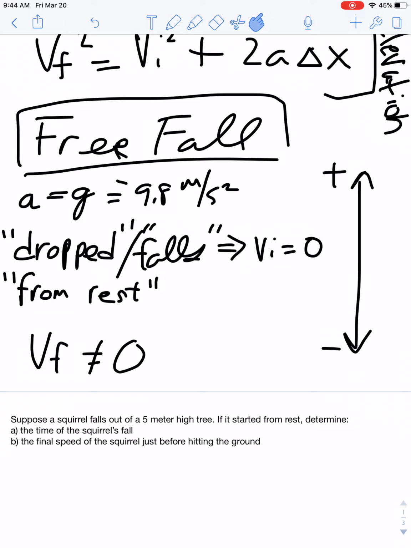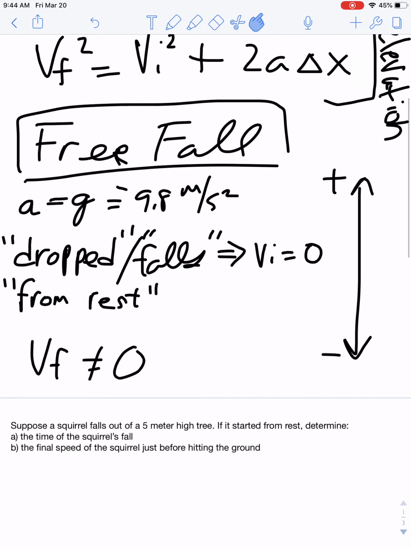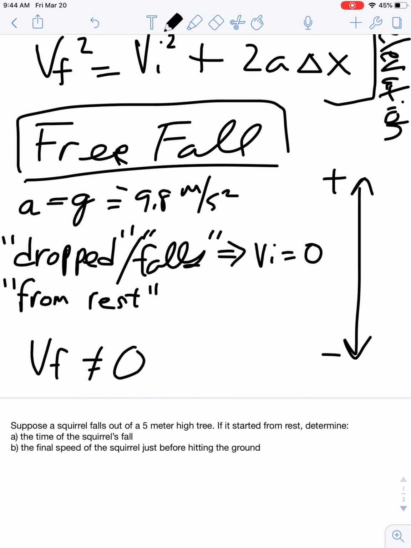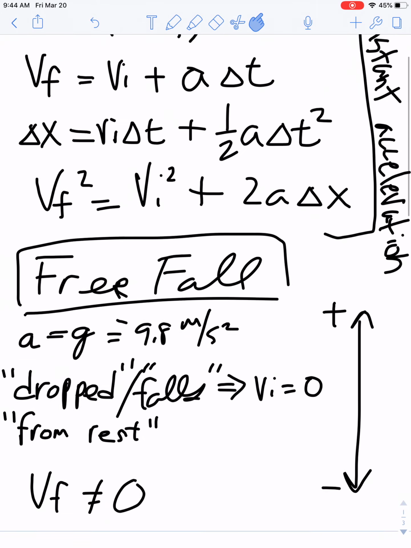We stop our analysis at just before it hits the ground, and then that allows us to use these kinematic equations still. So if you're thinking in your mind, oh, this object falls and hits the ground, so vf equals 0, no, you are incorrecto. It is definitely not final velocity 0, so that's very important.